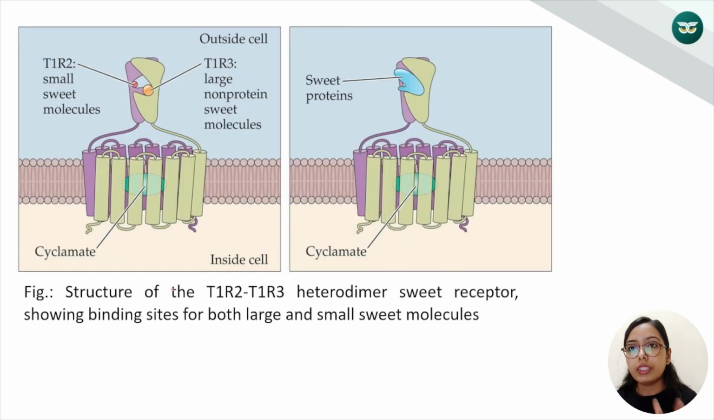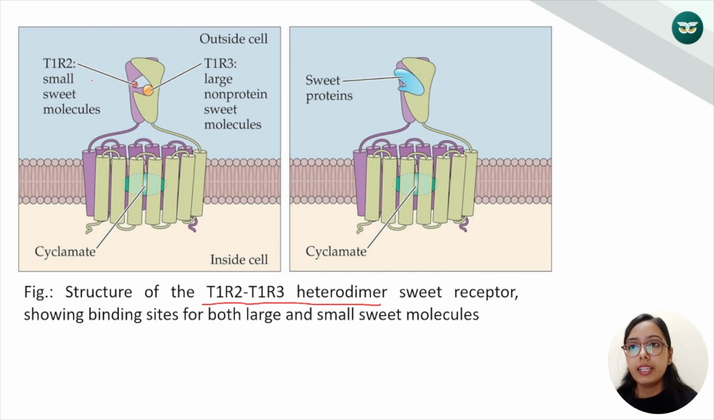So talking in detail about how the sweet taste is perceived by the sensory receptor. As we can see in this diagram over here, this is the receptor which is present at the tip of our tongue, or the taste bud. This is the single receptor which is called T1R2, T1R3. It is a heterodimer sweet receptor. Heterodimer because it is made up of 2 dimers, making one single unit, and both these units are responsible for the perception of sweet taste.